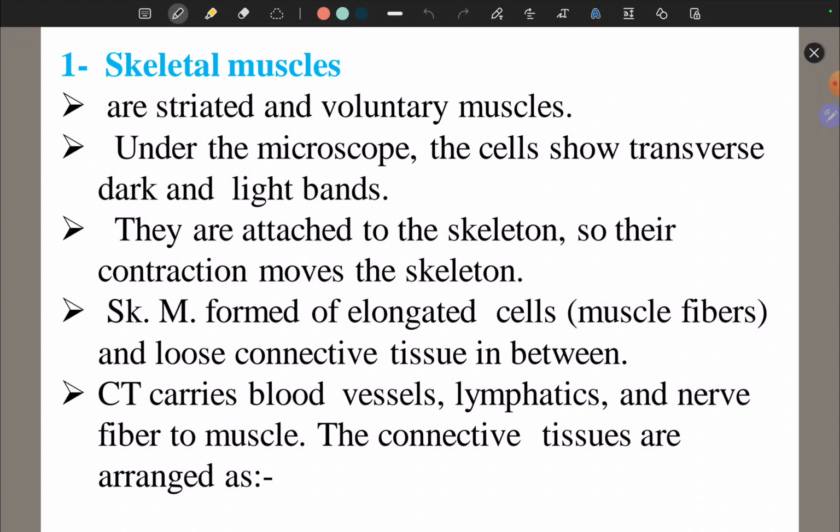Skeletal muscle fibers, the cells here, are elongated and arranged in a parallel way from origin to insertion. Why? Because they produce together the same function.